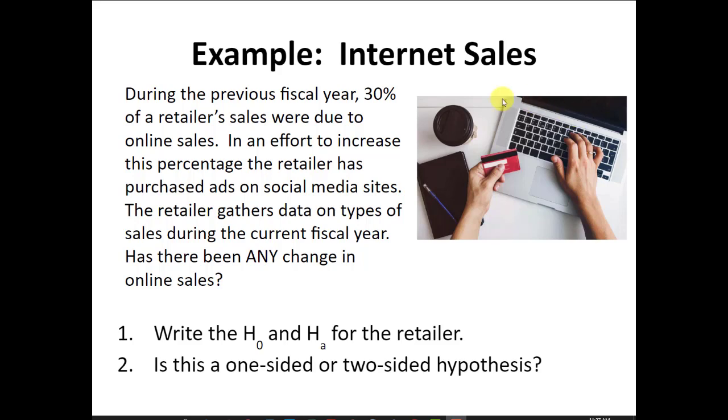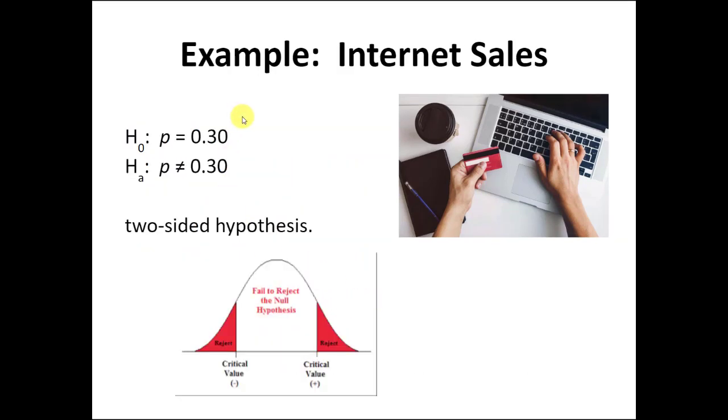Okay, well, we always know that there's going to be two hypotheses. So the null is what is expected. If there's no change, then what do we expect from one year to the next? And the alternate is going to answer the question. In this case, what's been happening is that there's 30% of online sales so far with no changes. They've decided to implement the change of buying ads on social media sites, and they want to know if there's any change at all. Okay, so this is going to be a two-sided test, and I'll tell you why.